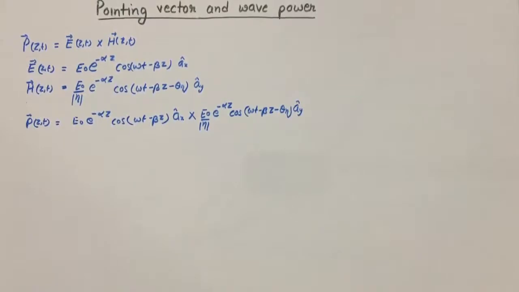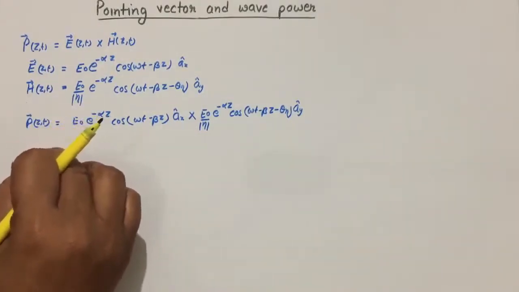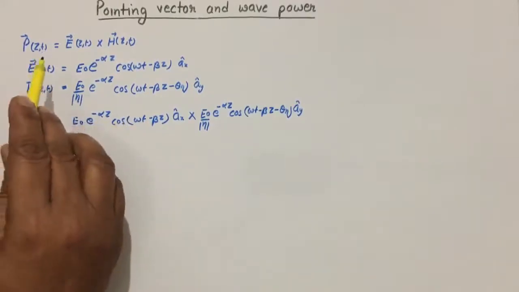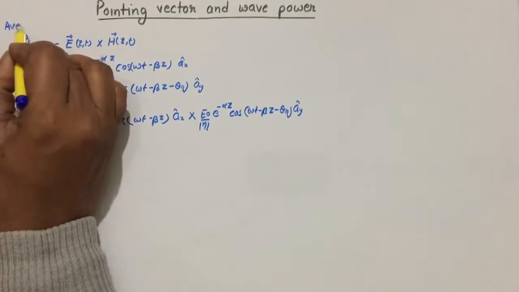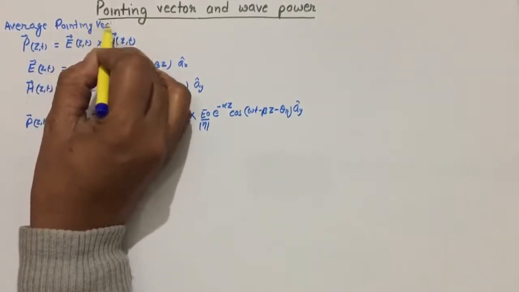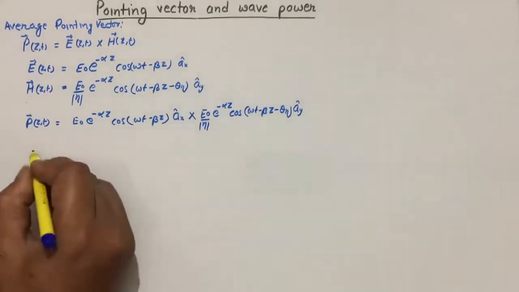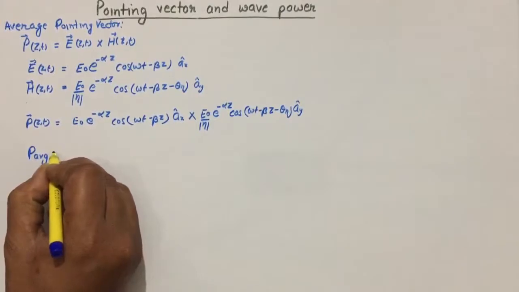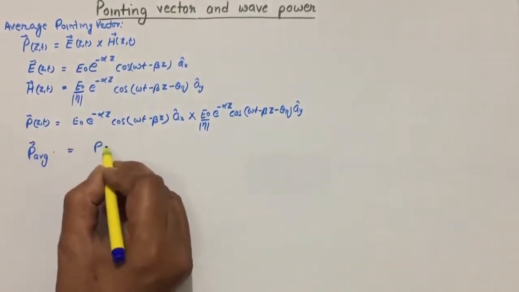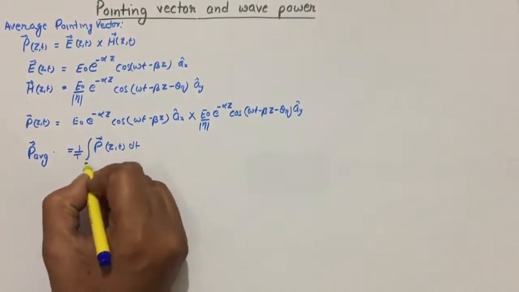Now this is the instantaneous Poynting vector, and we have the instantaneous value and want to find the average value, as our aim is now to find the average Poynting vector. To find the average value we will integrate and find the average of it for one period. So the average will be 1 by T integral of P(z,t) dt from 0 to T.